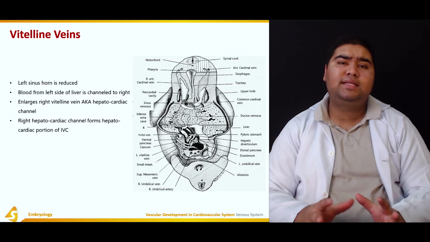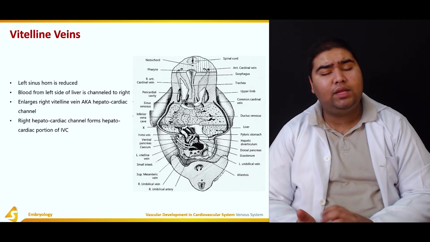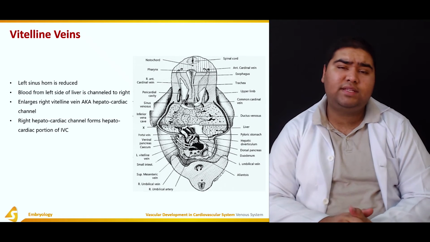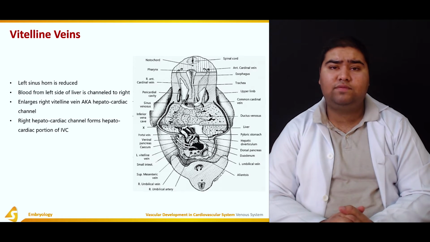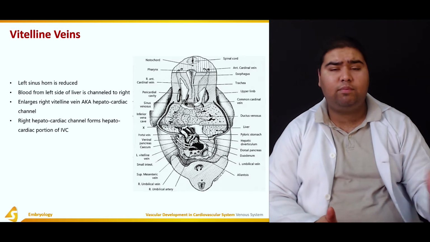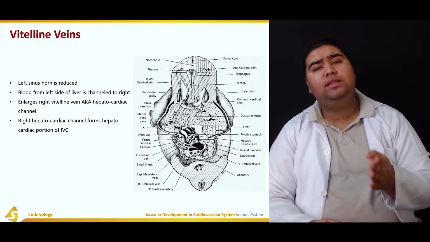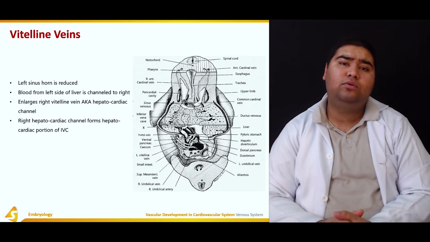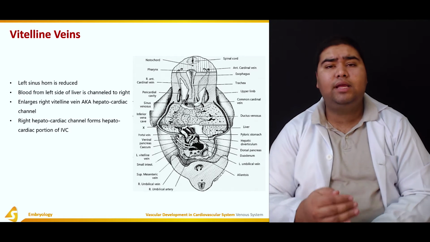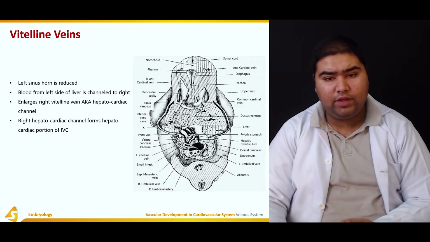This is how the hepatic sinusoids are being formed. Now, with development, we know that the left horn of the sinus venosus is reduced. After the reduction of the left horn of the sinus venosus, blood in the liver is shunted from left to the right side. When the blood is shunted to the right side, the blood flow in the right vitelline vein increases. Hence, it becomes the right hepatocardiac channel. The right hepatocardiac channel then forms the hepatocardiac region of the inferior vena cava. Alright, moving on.